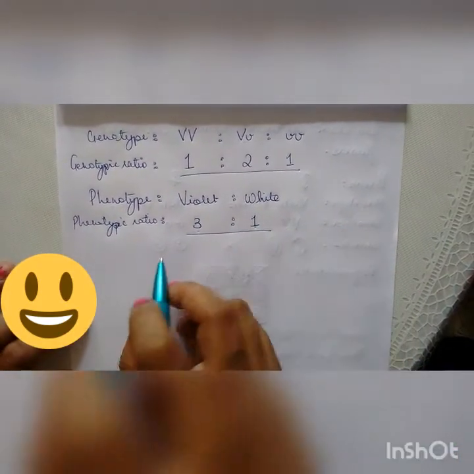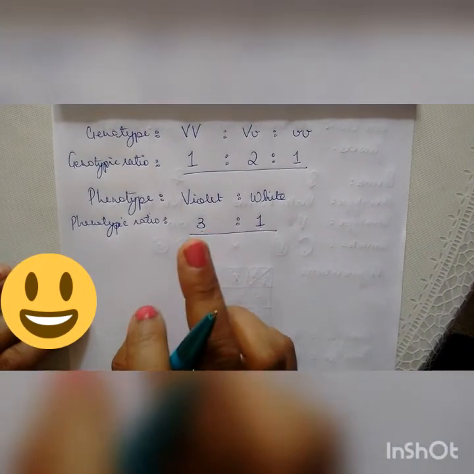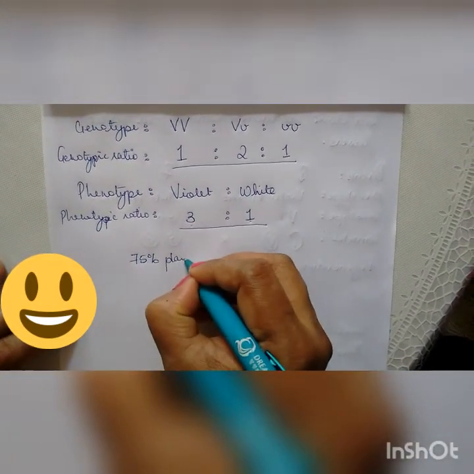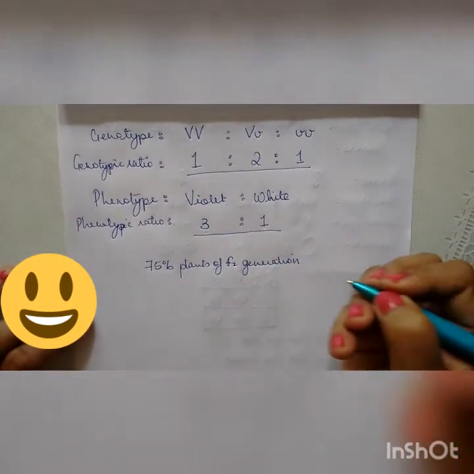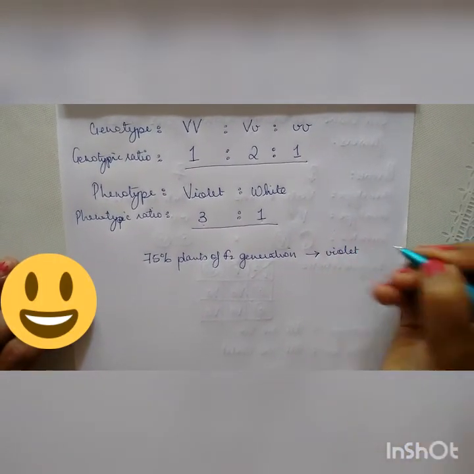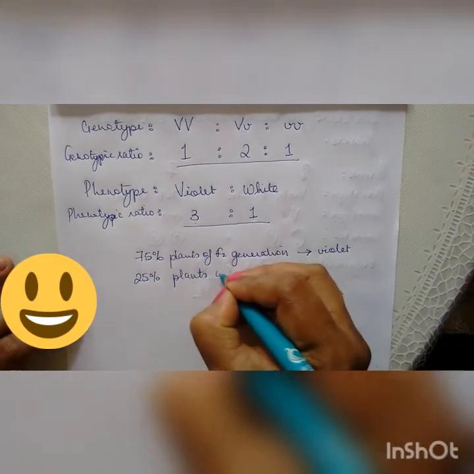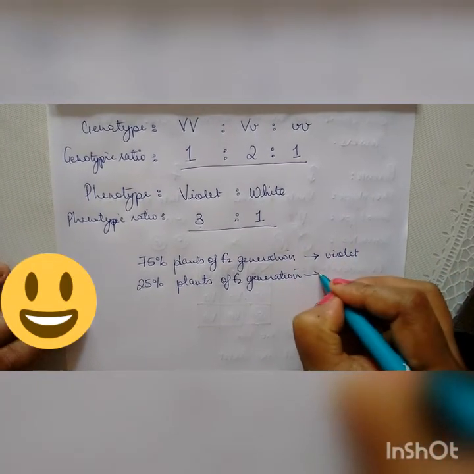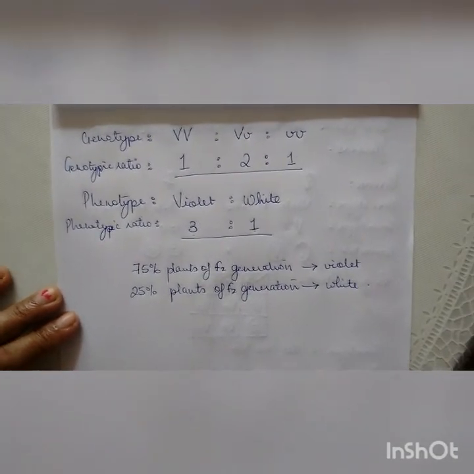So if you calculate it in percentage, it will be that from the F2 generation, 75% plants of the F2 generation will be producing violet flowers, whereas 25% plants of the F2 generation will be producing white flowers in the cross that we have just deduced.